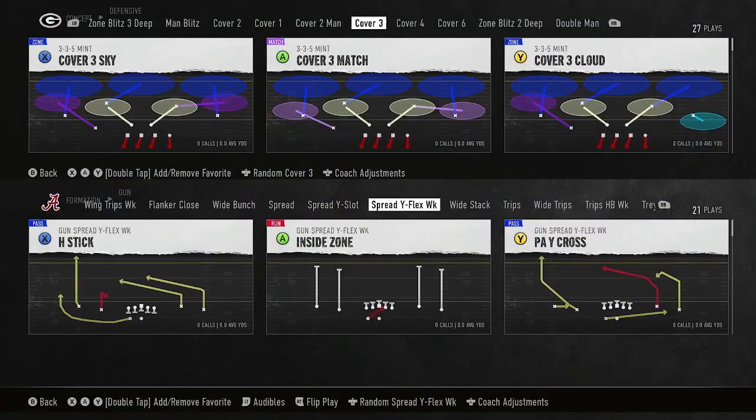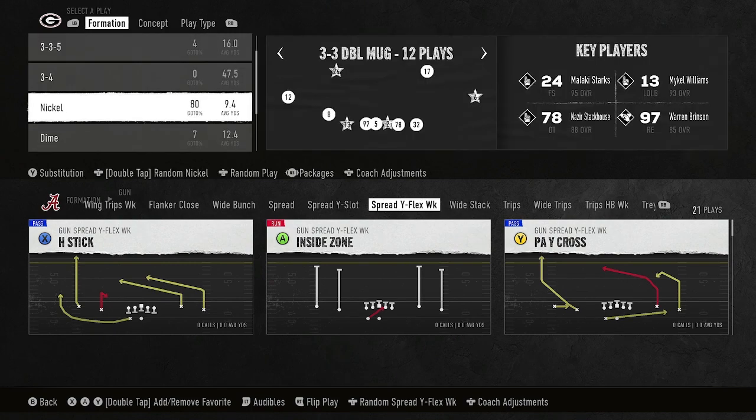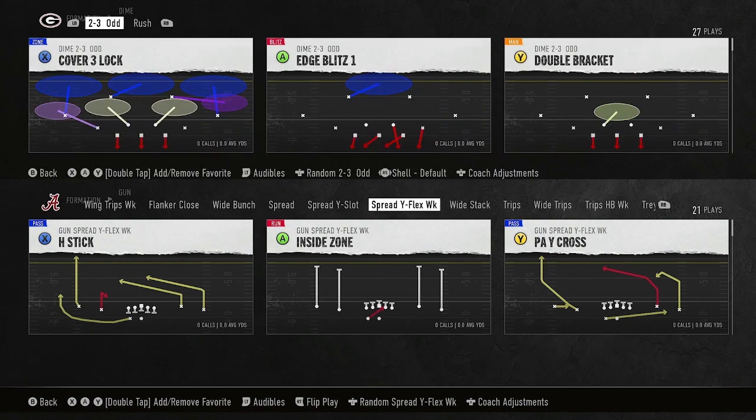Now, the next thing I want to talk about is that these are not just going to say match on the card. If you look at the middle play, see how it says match, you're like, okay, I understand match, whatever, right? Well, if I go into my play designs here, I go into formations, and I'm just going to go ahead and call any play, right?